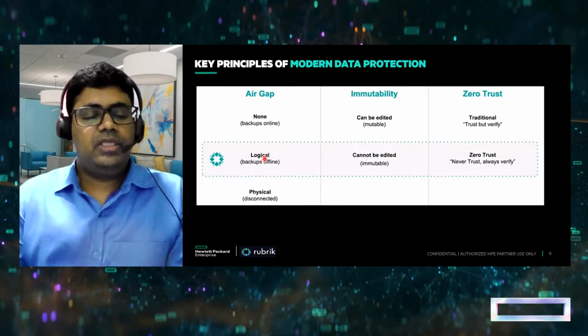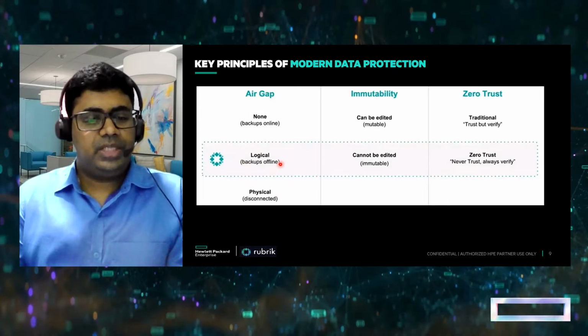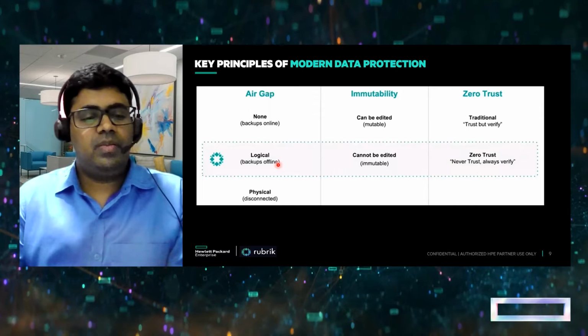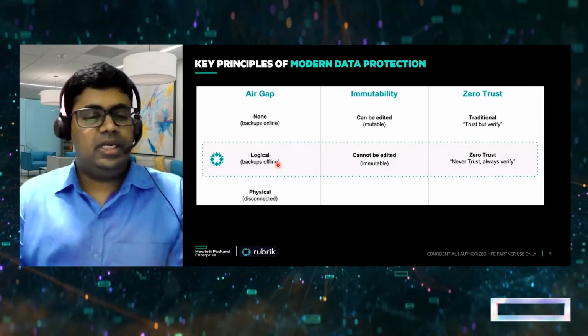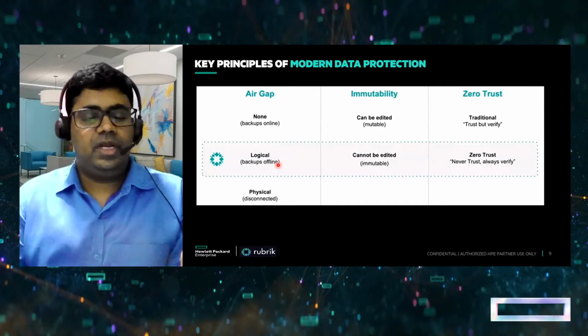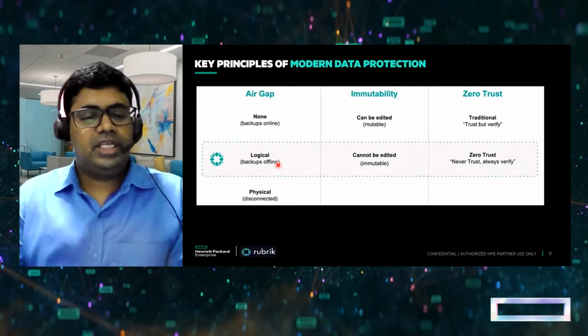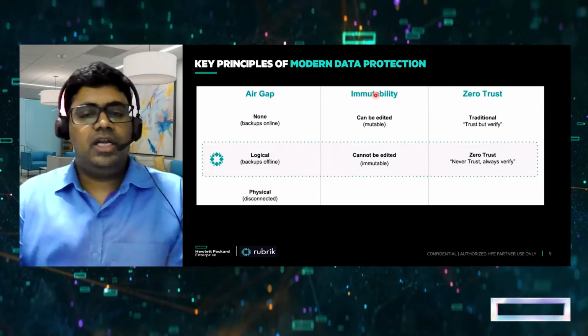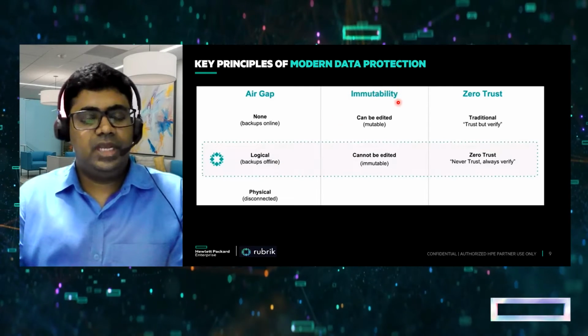But Rubrik functions like a logical air gap is enabled. That means backups are offline. It cannot be accessible for security reasons. It cannot be accessible from anywhere unless we have secure authentication, then only we can access our Rubrik backups. And immutability, this is also one of the key principles.